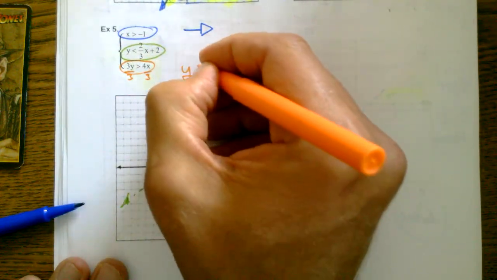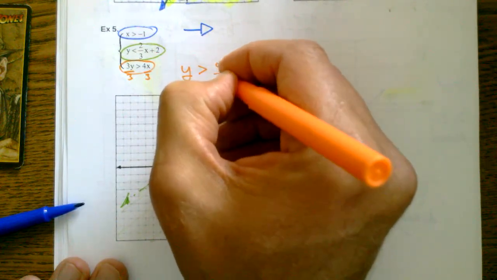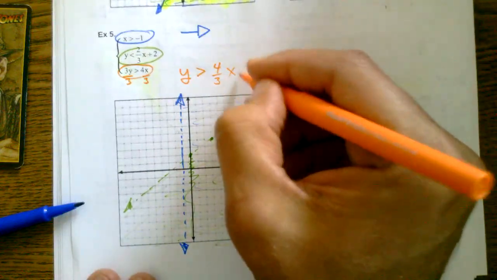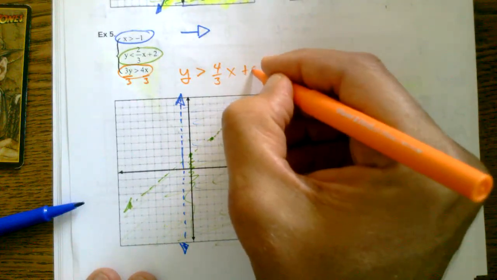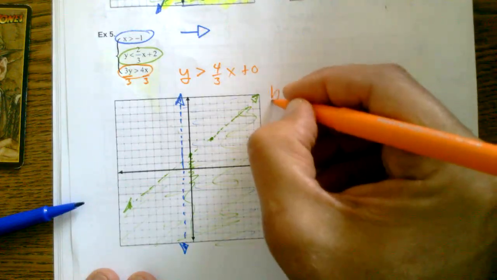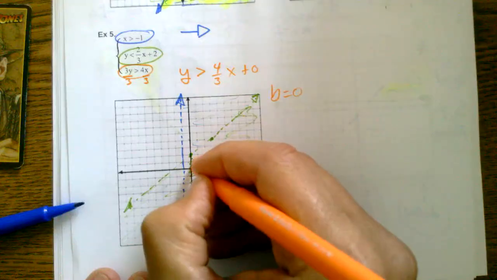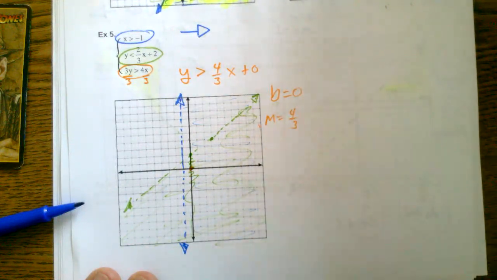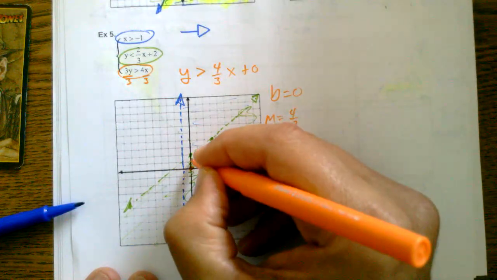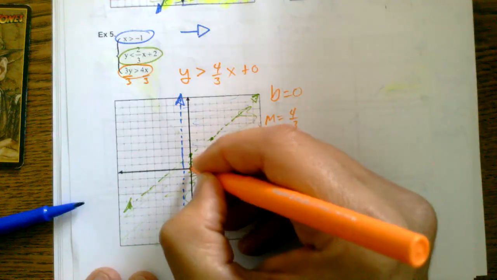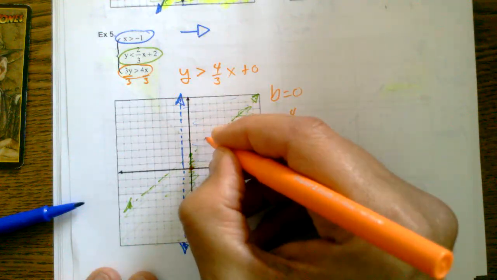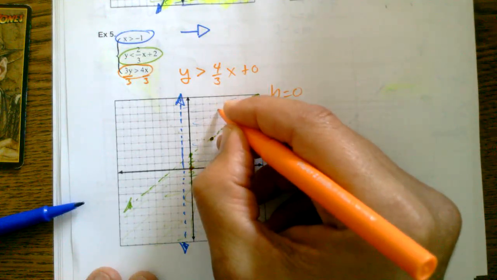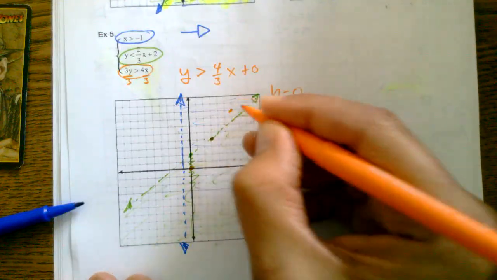And now I've got y is greater than 4/3 x. This time I don't see a b. So that means it's like a plus 0. So b is 0 there. So start right at the origin. And now my slope is 4/3. So I'm going to go up 1, 2, 3, 4, and over 1, 2, 3. If you want to do it again, 1, 2, 3, 4, over 1, 2, 3.